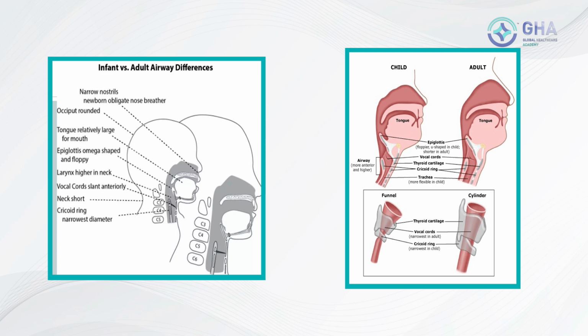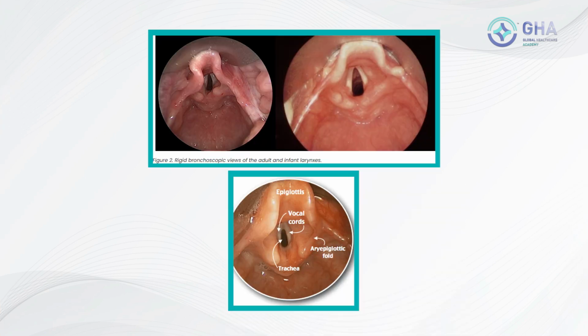The cricoid cartilage is circular and complete, and that's why the tube is generally nicely fitted, so there is no need for cuffed tubes in these babies. Also, the laryngeal cartilages are very soft and collapsible. You also have to understand that the tongue is relatively very large in newborn babies as compared to adults, and their vocal cords slant anteriorly as compared to adults. They have a short neck and an occiput which is rounded.